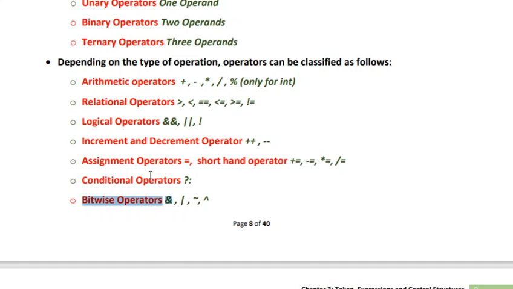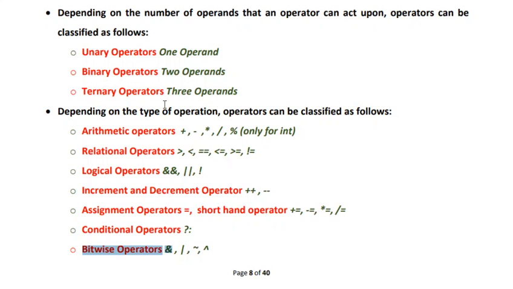Now let us quickly go through the various types of operators in each of these categories. Arithmetic operators are operators that perform arithmetic operations. Just remember, arithmetic operators are operators that perform arithmetic operations. So you have plus, minus, multiplication, division, and modulo.